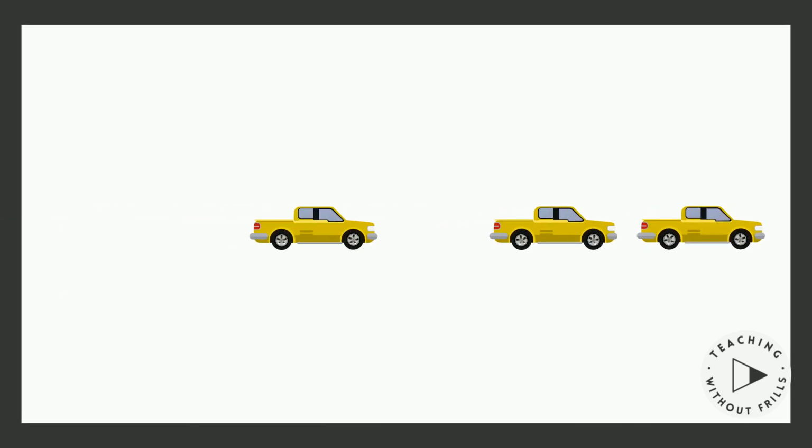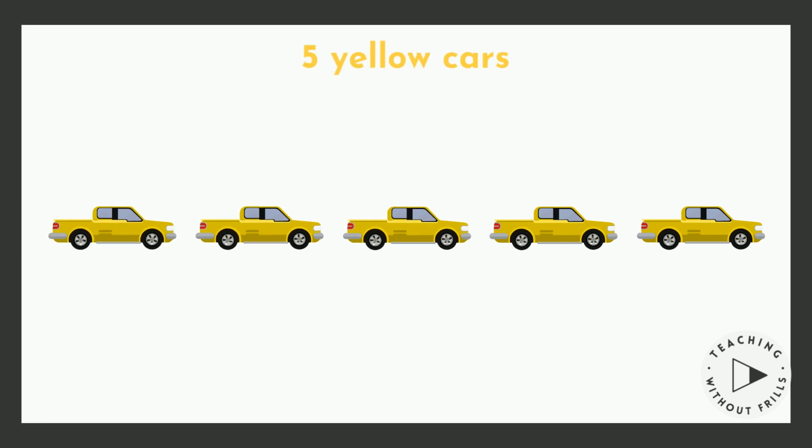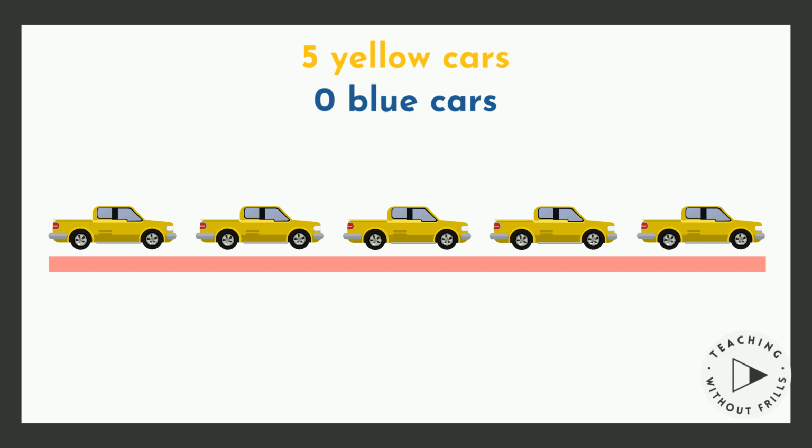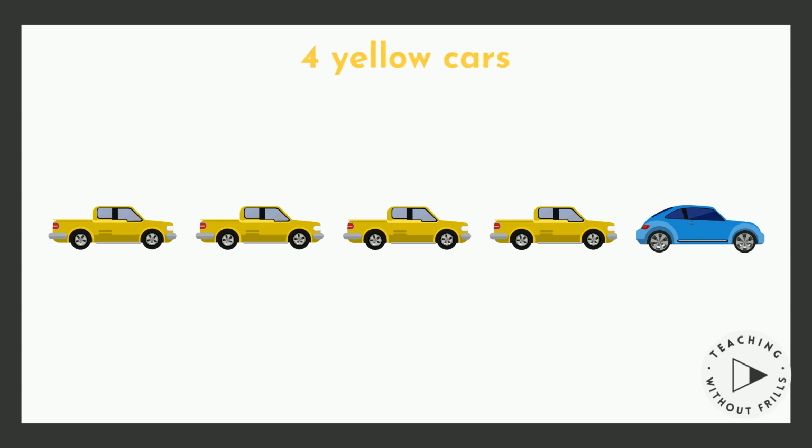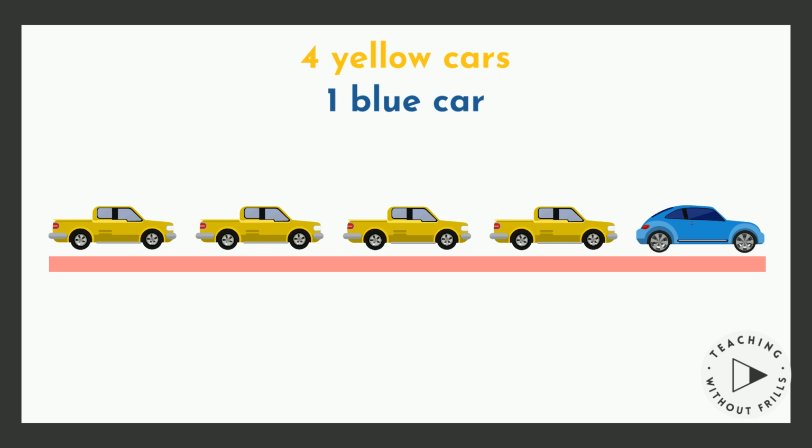I could play with all yellow cars. 5 yellow cars and 0 blue cars is 5 cars in all. 5 plus 0 equals 5. Or maybe I'll play with 1 blue car. 4 yellow cars and 1 blue car is also 5 cars in all. 4 plus 1 equals 5.